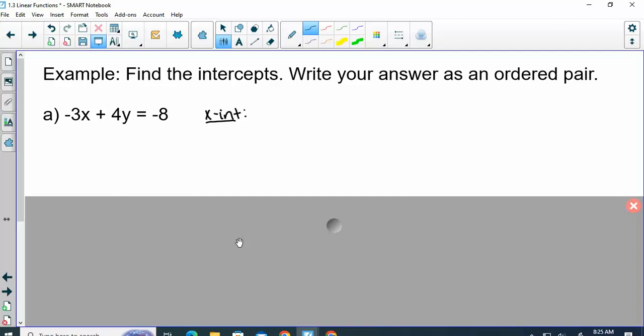So how do we find the x-intercept? The y is 0. So we have negative 3x equals negative 8, divided by negative 3, x is 8 over 3. If I want that as an ordered pair, what would I put?